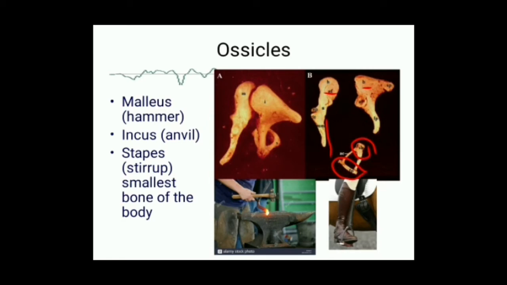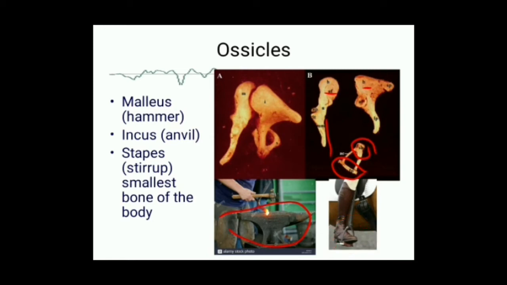Incus is otherwise called anvil. An anvil is a block-like thing used by smiths to keep the metal and shape it; they hammer it and shape it. This is the picture of the anvil, and the incus looks like that, so it is otherwise called anvil. Stapes is otherwise called stirrup, the device attached to the saddle of a horse to place the rider's foot. Since it looks like that, the stapes is also called stirrup.